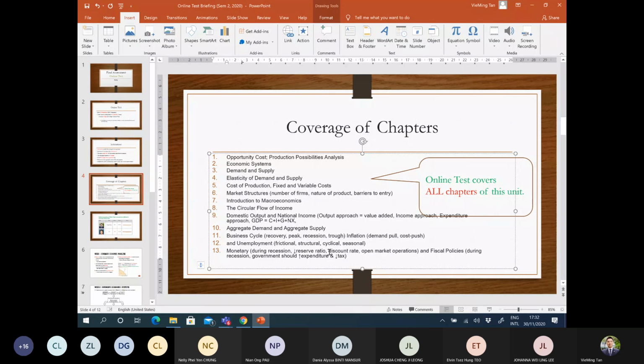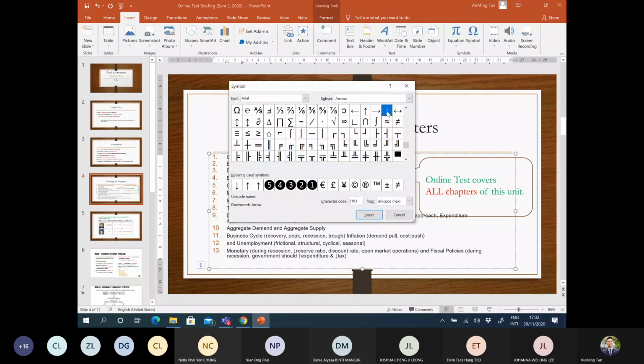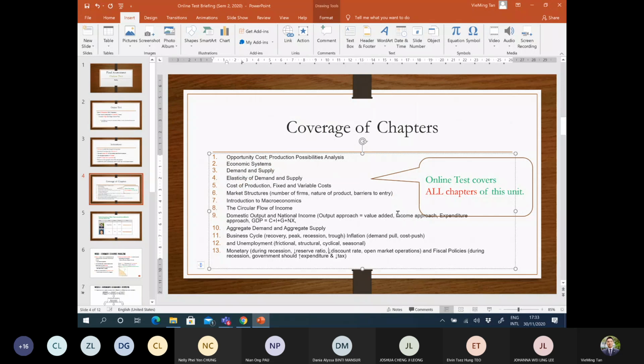Then how about the discount rate during recession time? Reduce. Reduce also, so the central bank has to reduce that. Like now, the Malaysian economy is not good. So the discount rate should be reduced also by the central bank.